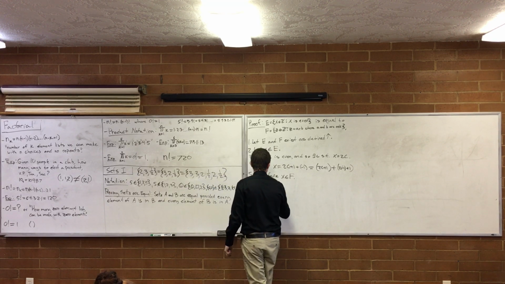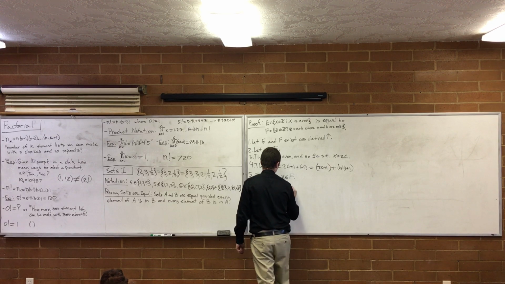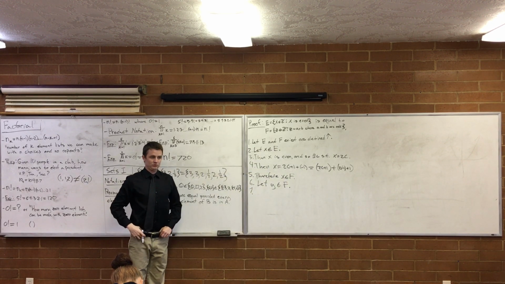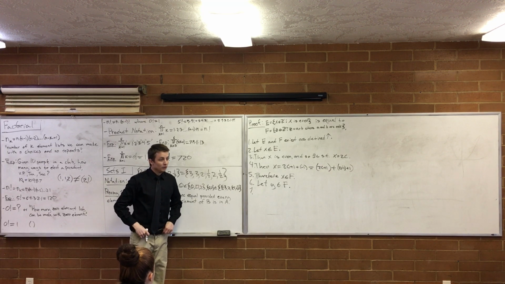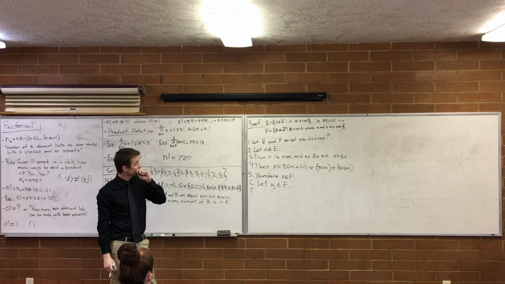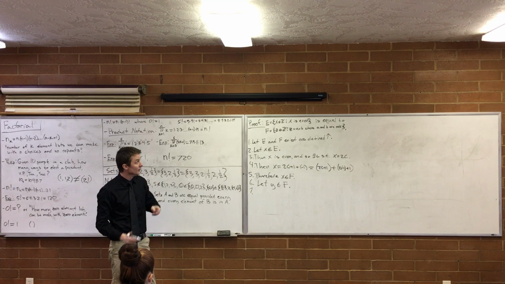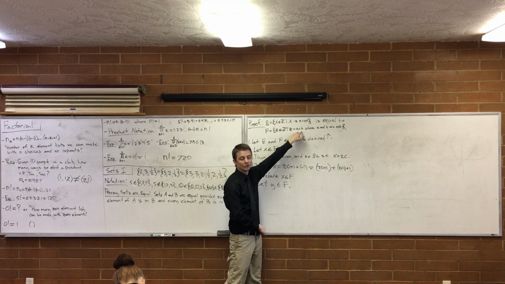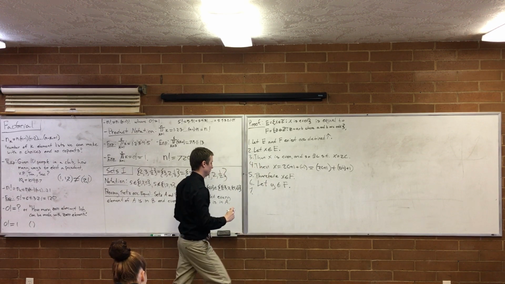So then I'll pick y out of F. What does it mean for y to be in F? It means that y equals a plus b where a and b are odd. Yeah, it means that there must exist two odd integers, a and b, such that a plus b equals y. Right?